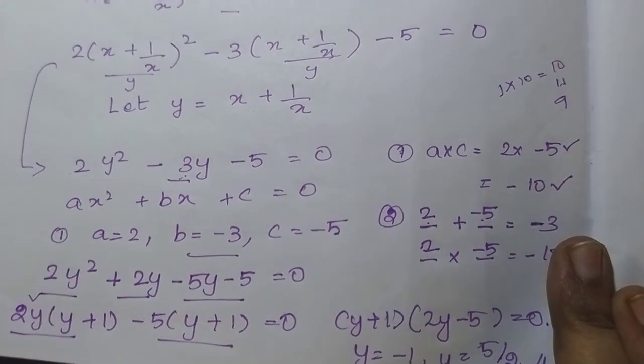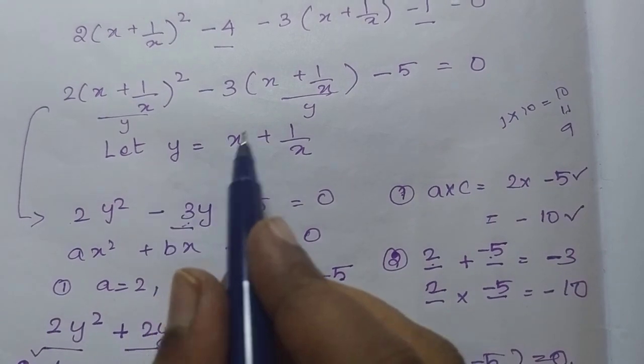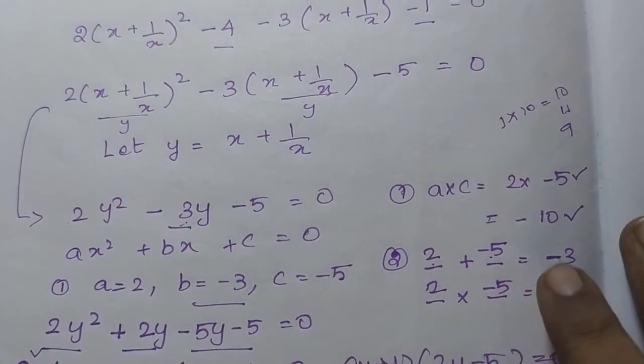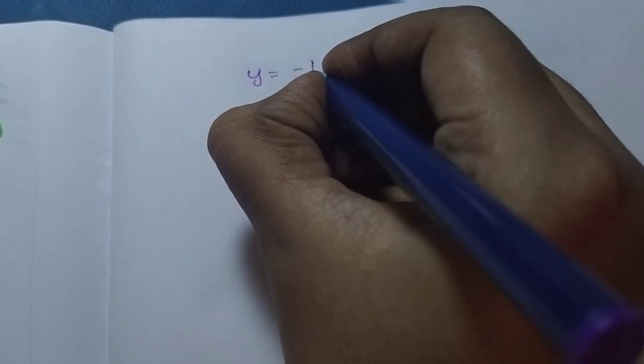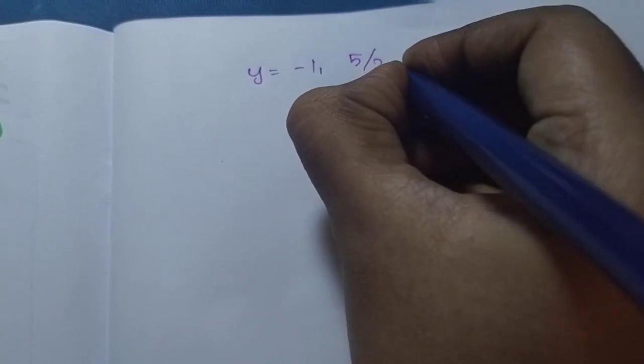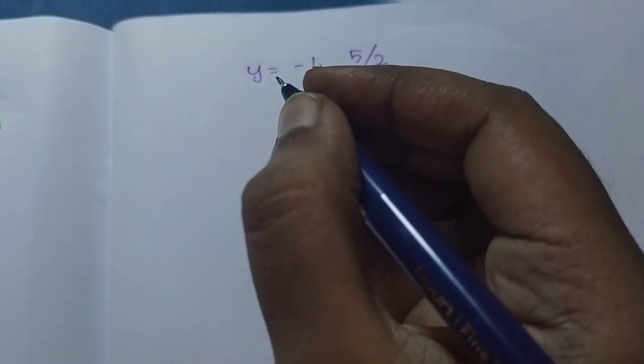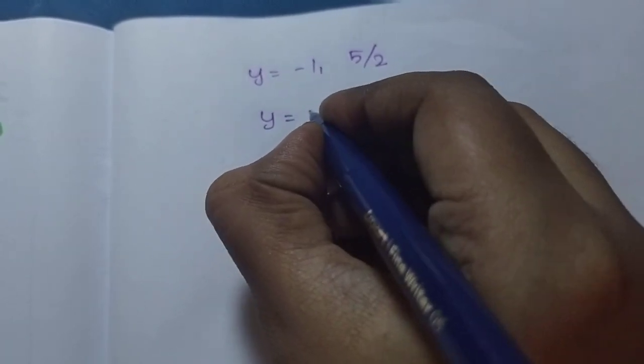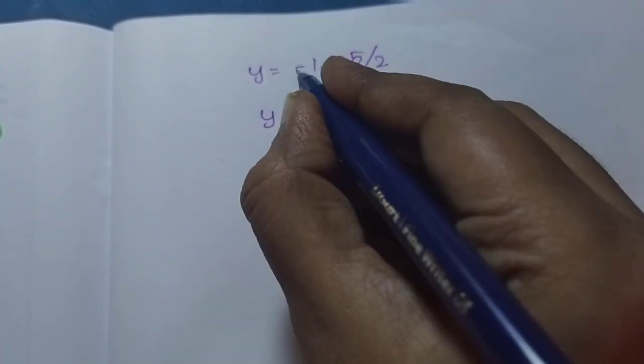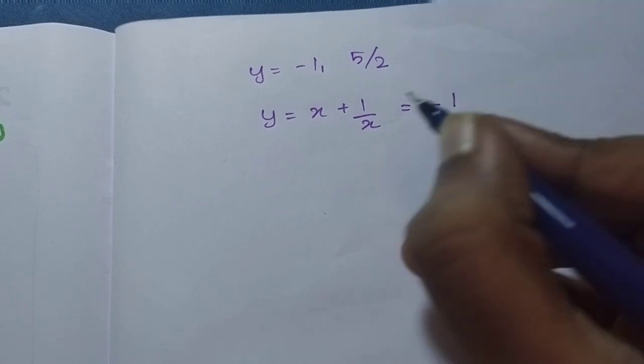So, we already substituted y is equal to x plus 1 by x. For that, I am going to write these two values on this side. What values will I get for y? y is equal to minus 1 and 5 by 2. First, we know that y is equal to x plus 1 by x, that is equal to minus 1.